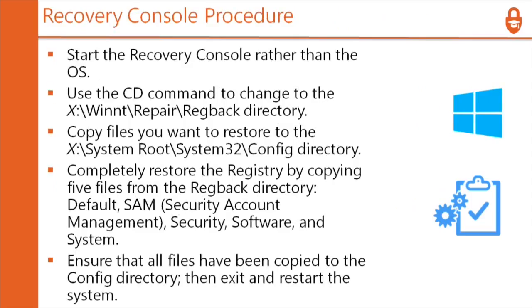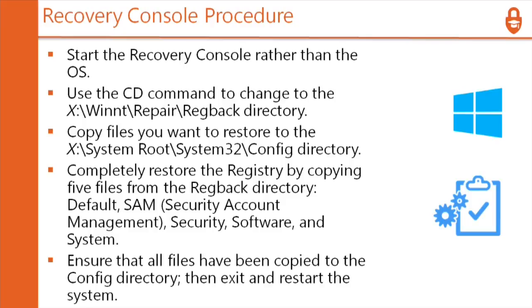Recovery console procedure. Start the recovery console rather than the OS. Use the CD command to change the directory to x:\WinNT\repair\reg backup directory. So X represents whatever drive you're going to point to, right?